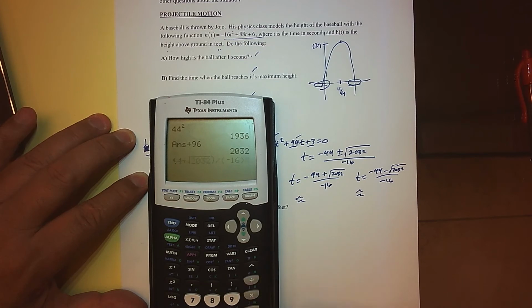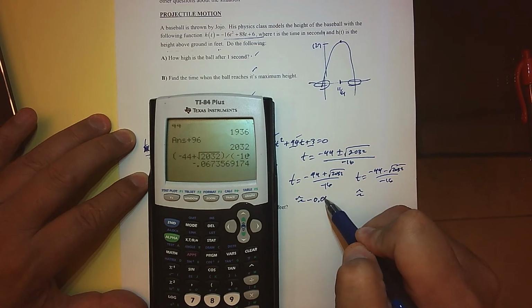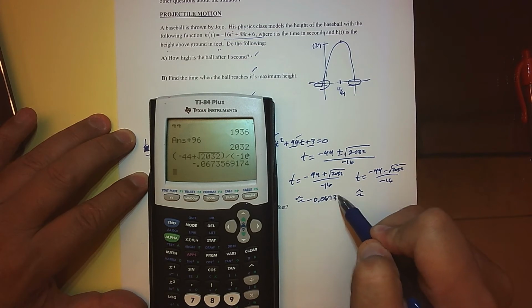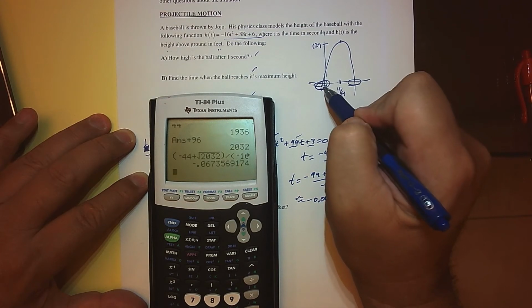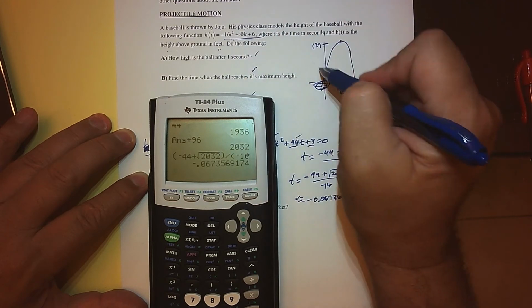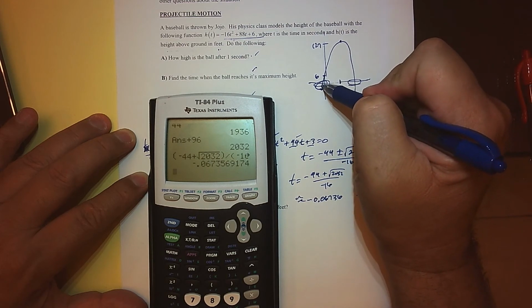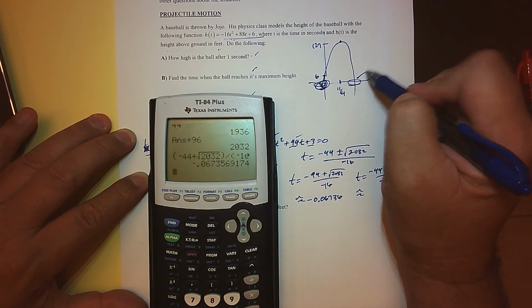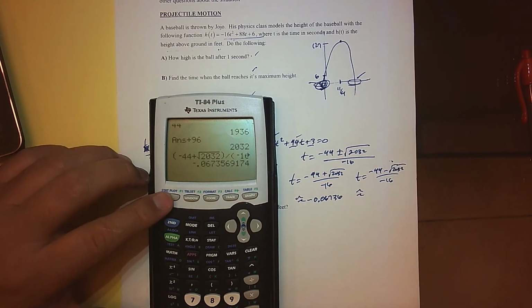Alright, and what I end up getting is a negative 0.067, let's call that 36. So that's this intercept on the back end. Now this intercept actually doesn't make sense because when time equals 0, we are already 6 feet above the ground. So we're not going to go back in time to see when we reach the ground. So it's really that time value that we're interested in, and that's probably going to be this guy here. So nice trick to your calculator.